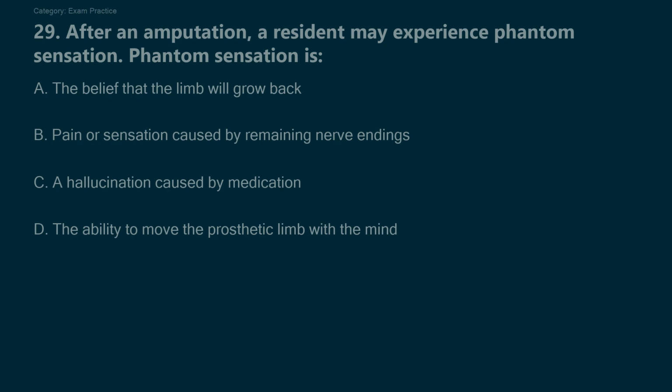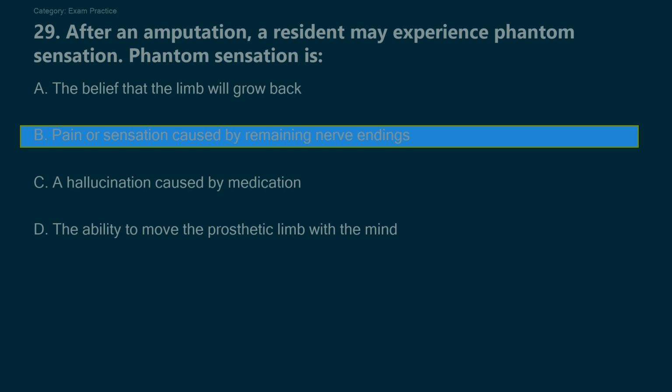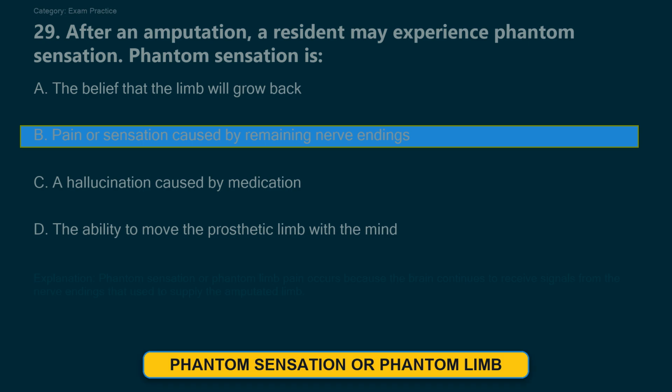Question 29. After an amputation, a resident may experience phantom sensation. Phantom sensation is: Option A. The belief that the limb will grow back. Option B. Pain or sensation caused by remaining nerve endings. Option C. A hallucination caused by medication. Option D. The ability to move the prosthetic limb with the mind. The correct answer is option B. Pain or sensation caused by remaining nerve endings.